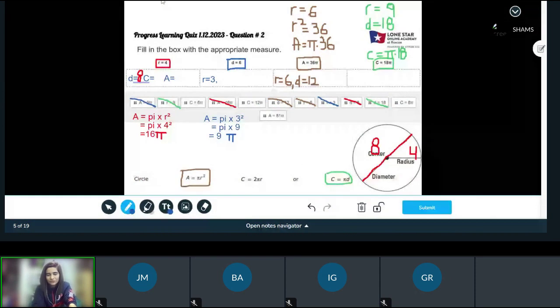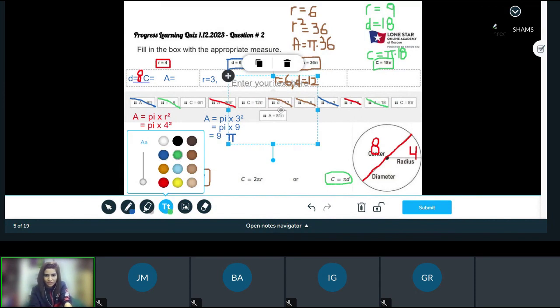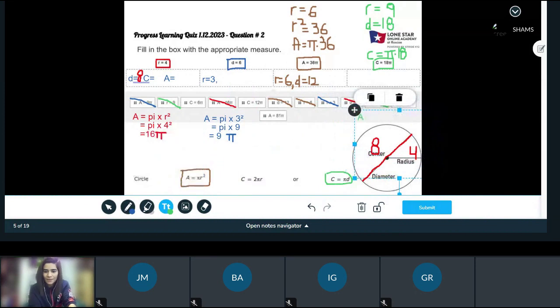Then I'm going to find area of the green one. The brown one already has area given to us. A is 36 pi, right? The green one doesn't have area given to us, and we will calculate the area for the green one. So A equals pi times radius squared. And in this case, look at the very top, radius is 9, and we will square it. That means we will do 9 times 9 and get 81. So the answer will be 81 pi as area.